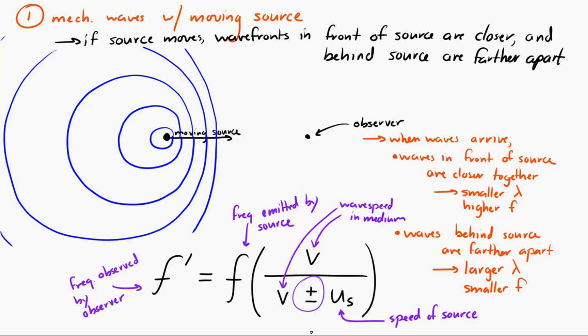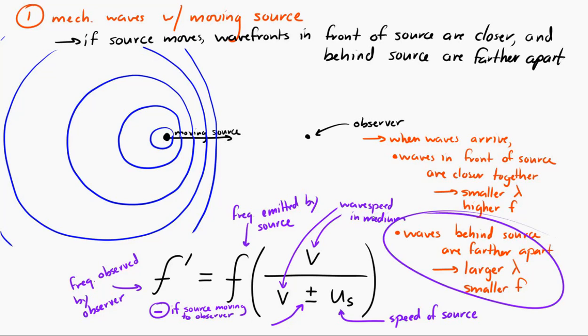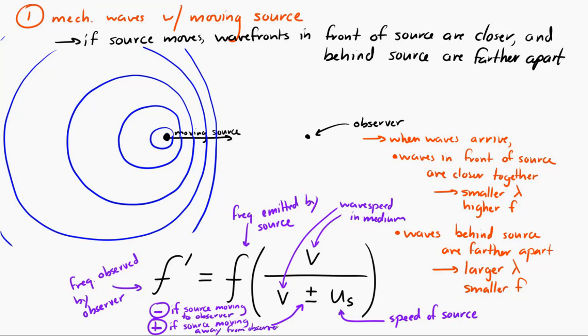Now this plus or minus, you've got to figure out whether you use the plus or the minus based on the situation. If the source is moving toward you, you would expect to get a higher frequency. To get a higher frequency, we would want the denominator to be smaller. In order to get a smaller denominator, we'd have to use the minus sign. So the minus sign is used when the source is moving toward the observer. If the source is moving away from the observer, then you'd expect a lower frequency, and to get that you'd want a larger denominator, and so you use the plus sign. So the plus sign is used when the source moves away from the observer.